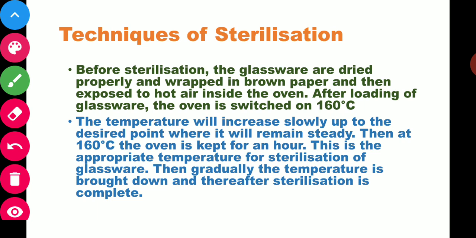Before sterilization, the glassware is dried properly and wrapped in brown paper and then exposed to hot air inside the oven. After loading the glassware, the oven is switched on at 160 degrees centigrade. The temperature will increase slowly up to the desired point, where it will remain steady. Then at 160 degrees centigrade, the oven is kept for an hour. This is the appropriate temperature for sterilization of glassware. Then gradually the temperature is brought down, and thereafter sterilization is complete.